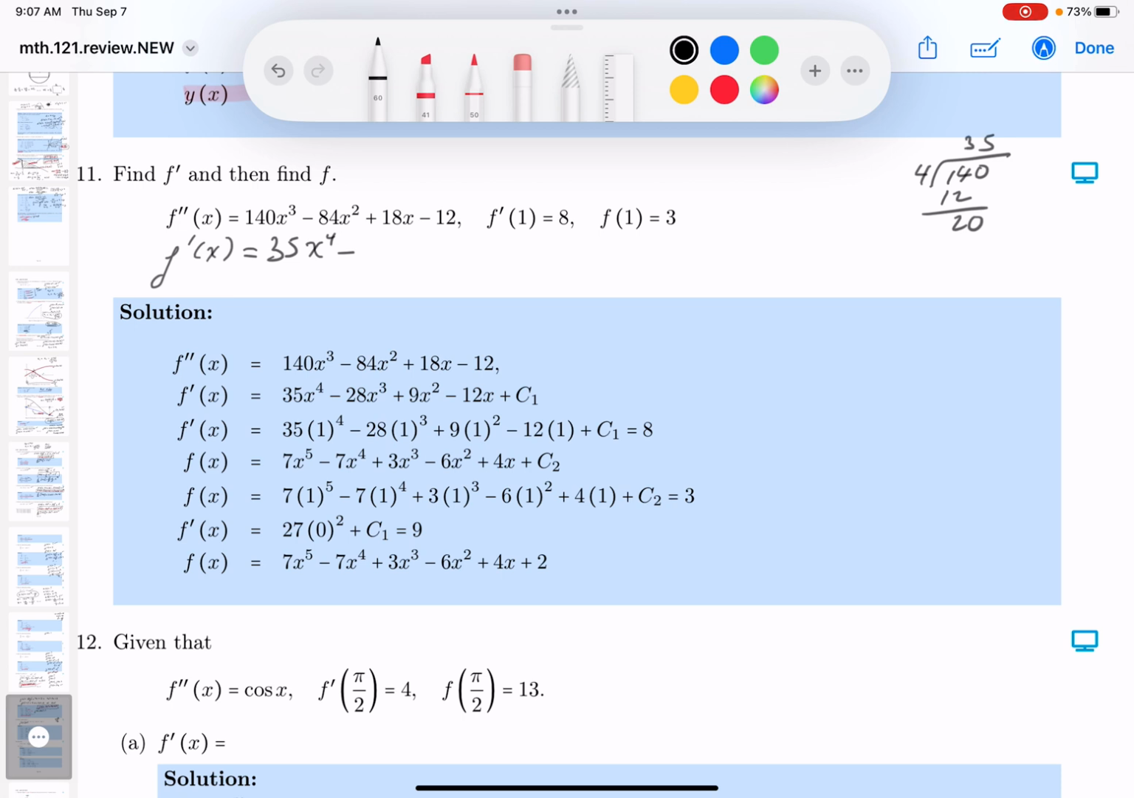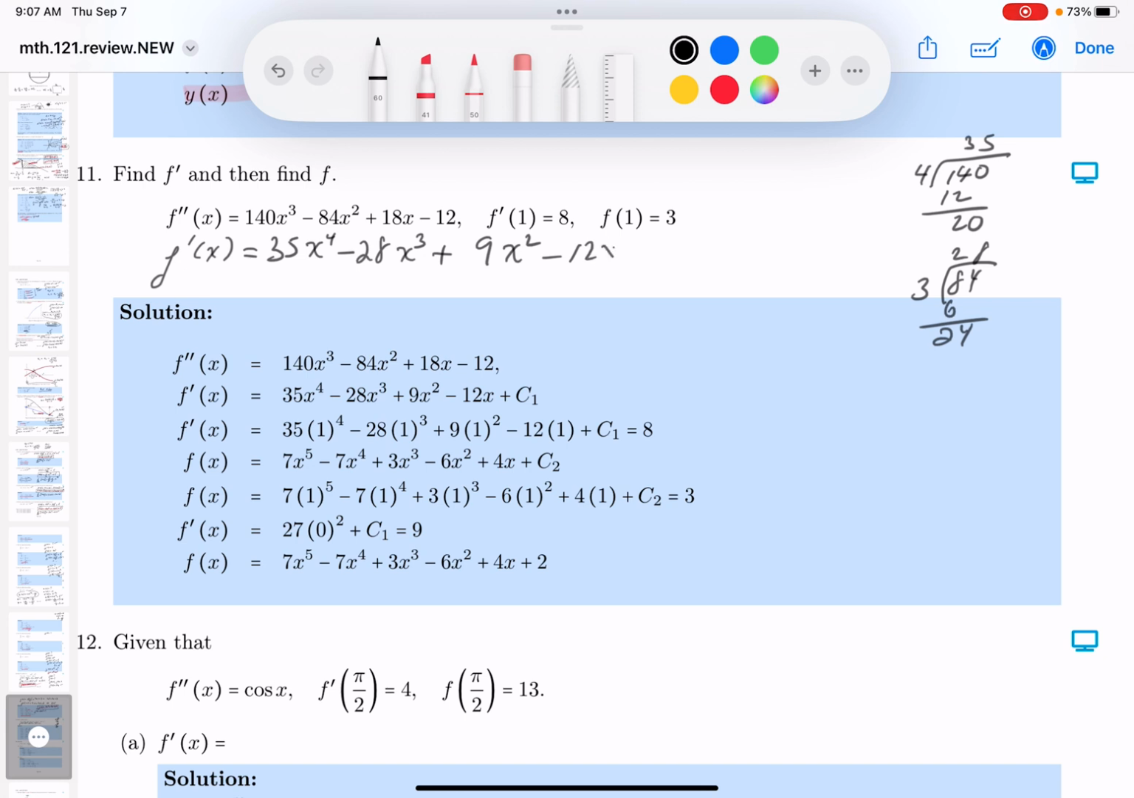I'm increasing the exponent by 1, so it's x cubed. And then I'm going to divide 84 by 3. That goes in 2, you get 6, and then 24, and 8. So you get 28. Then I'm going to do the next one. The exponent gets increased by 1, so it's going to be x squared. 2 goes into 18 9 times.